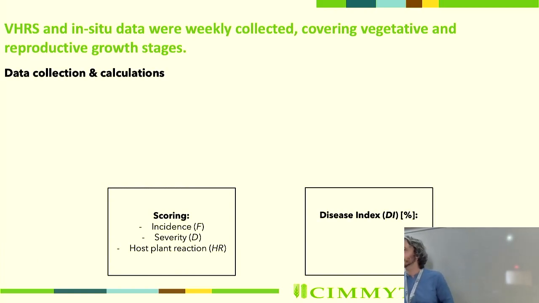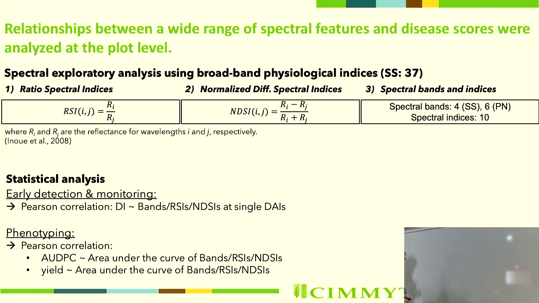We collected data, we did scoring on the ground on a weekly interval after inoculation. And we scored incidence, severity, and the host plant reaction. And then we created a disease index from this. That's basically the disease scoring matrix we looked at: severity and the disease index, which is based on incidence multiplied by severity. Okay, now this slide is working.